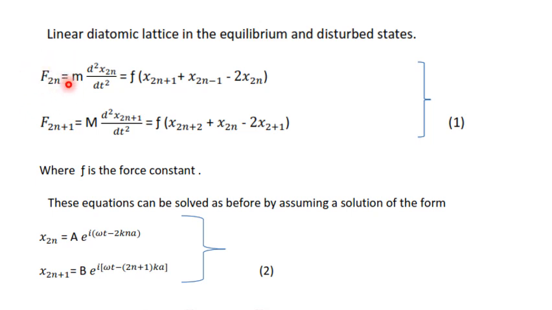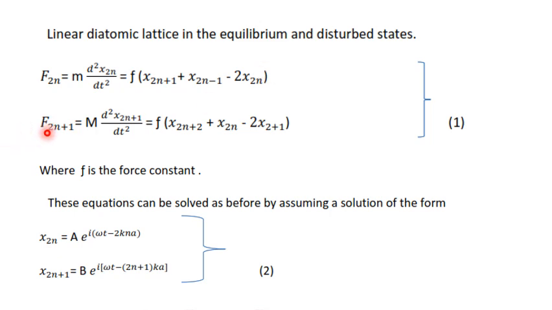F2n is equal to m d square x2n by dt square. In the monoatomic it is d square xn by dt square. Here, for two atoms, this is represented as small m and this is for capital M. So m d square x2n by dt square is equal to f into x2n plus 1 plus x2n minus 1 minus 2x2n. In the case of monoatomic it is xn plus 1 plus xn minus 1 minus 2xn. That is the difference, that's all.